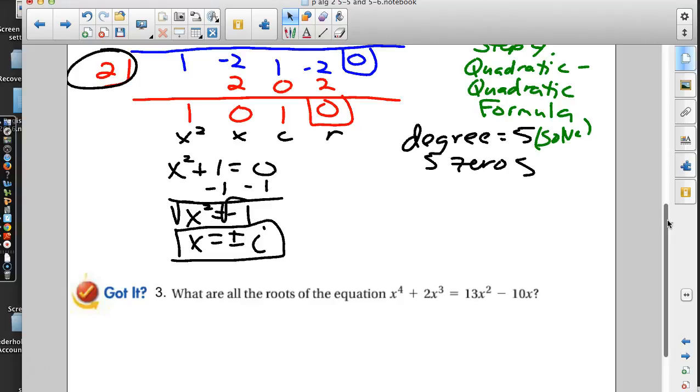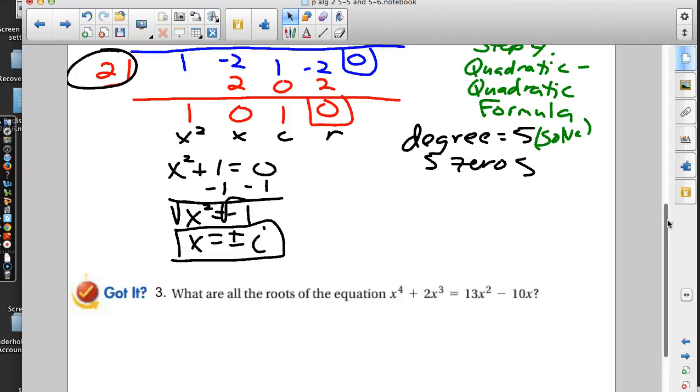All 5 of them. Negative 2, 1, and 2, positive i, and negative i. Exactly. Whenever we do the square root piece, we've got the plus or minus piece. So negative 2, 1, 2, positive i, and negative i.